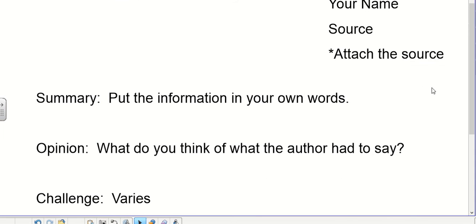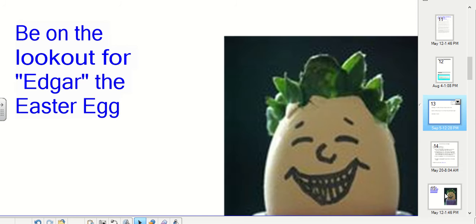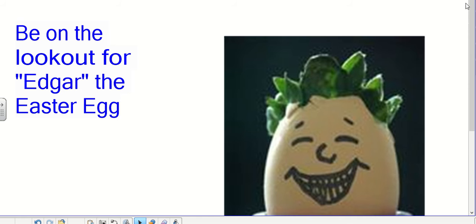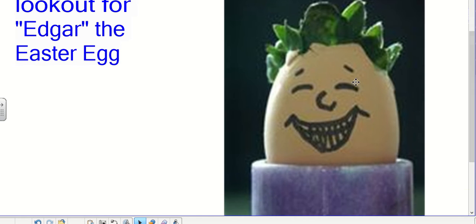All right. So let's go back to what would normally be our notes. I'm going to show you one more weird thing before we do our notes. I want you to be on the lookout for this weird looking guy. If you ever see him in our notes, and he'll be hidden, and I do this when we have regular in-person class. This is Edgar. He is, quote unquote, an Easter egg.